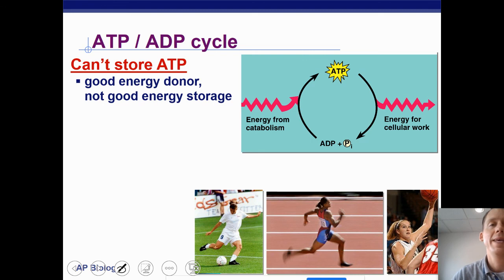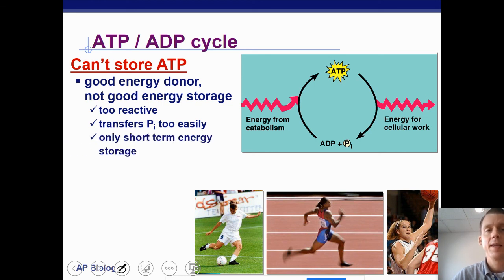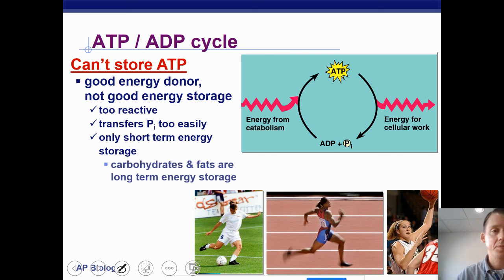Okay, so ATP is not a good energy storage system. ATP gets used right away. So we have it for a little while, but it's the currency of energy, so we use it pretty quickly. ATP is very reactive. ATP transfers its phosphates very easily, and it's really only good for short-term energy storage. Carbohydrates and fats are more stable and they are better for storing energy.